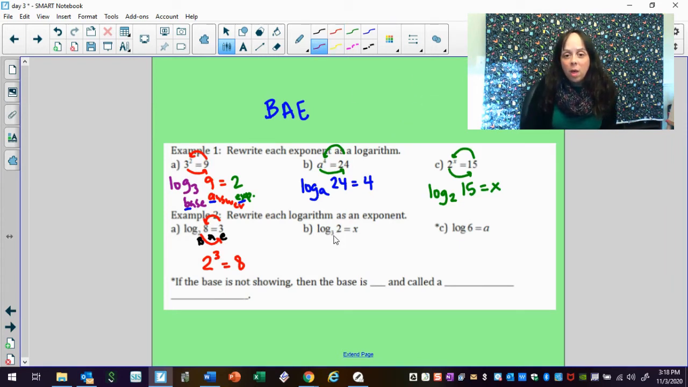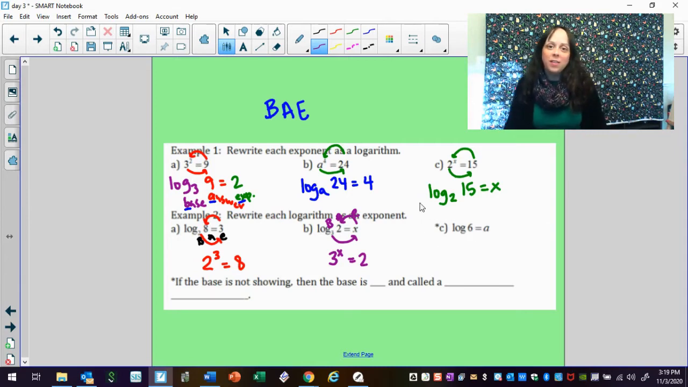Try that here, using the little curly cues. 3 to the x equals 2. Base, this becomes your exponent, and then the answer was 2. Bay.